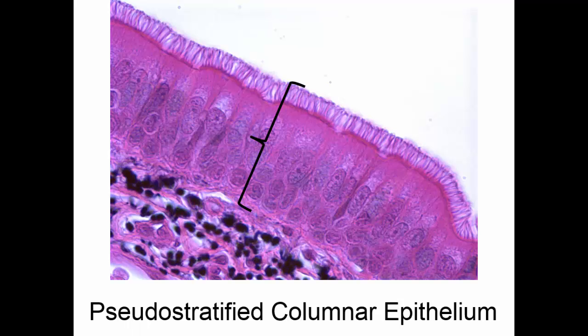Pseudostratified columnar epithelium looks like we have more than 1 layer of cells. The cells are definitely rectangular, and if we were to follow every cell, we would find that it goes from the apical surface all the way down to the basilar surface. So this is really 1 layer of cells. They're just odd-shaped a little bit, and the nuclei are in different positions. Most of the pseudostratified columnar epithelium is ciliated.